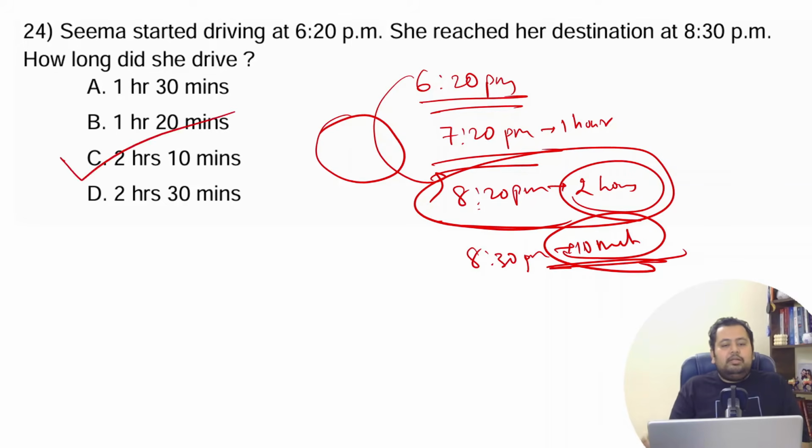So option number C is the correct answer. Hope you got it correct. If you did, give yourself a star, and then we move to the next question. There are many ways to solve this one. This is one way that I've shown, but the correct answer is 2 hours and 10 minutes. If you just try and visualize it, I'm sure you will be able to answer this question.